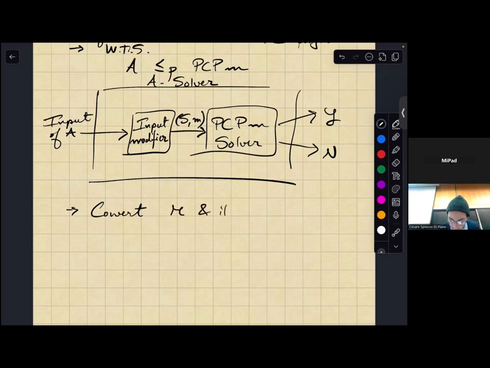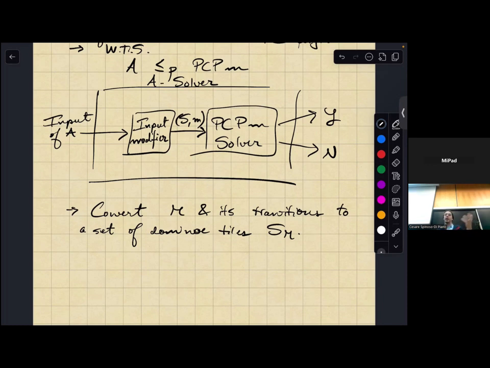So I'm going to convert M and its transitions to a set of domino tiles. Let's call this S_M. Hopefully it's not hard to see that this conversion is polynomial in time, because the size of my Turing machine is bounded by its number of states, and I'm not creating an exponential number of tiles based on its size. Each state becomes a tile.